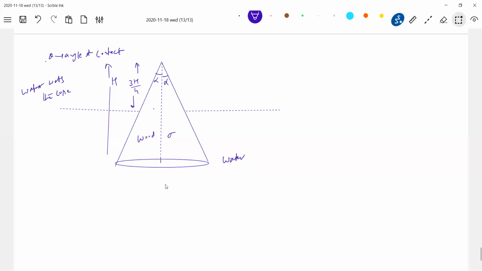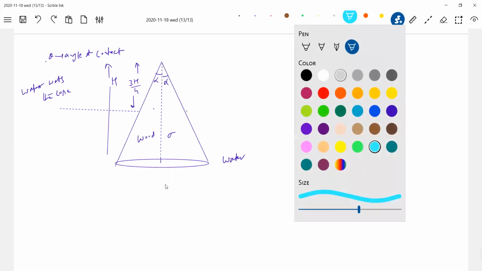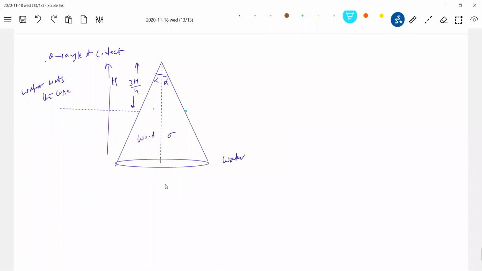If it wets the cone completely, theta will be 0. Himself, he has given the angle of contact. So therefore we have to show it. How will the liquid take shape here? The liquid here will be like this.